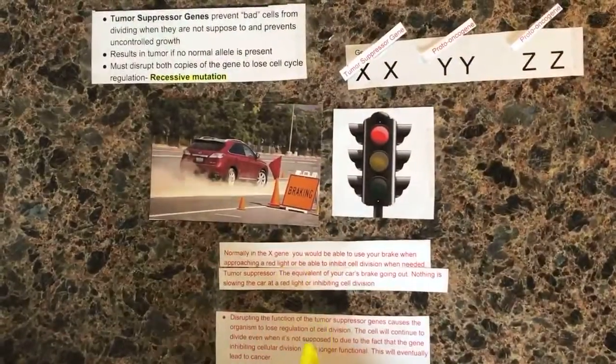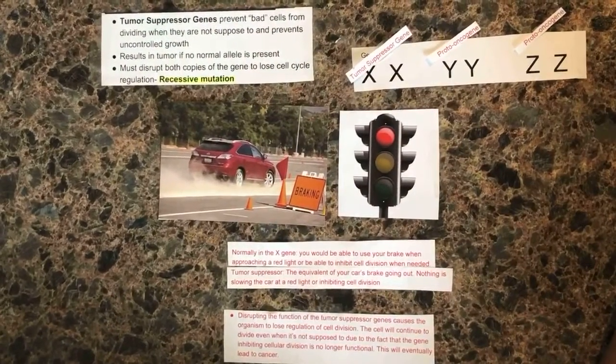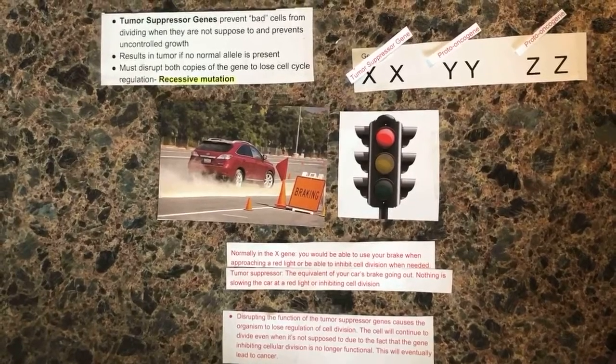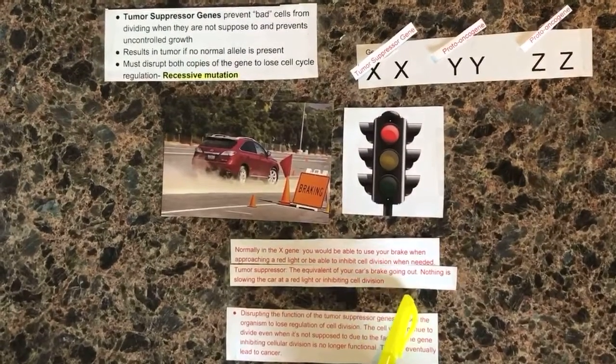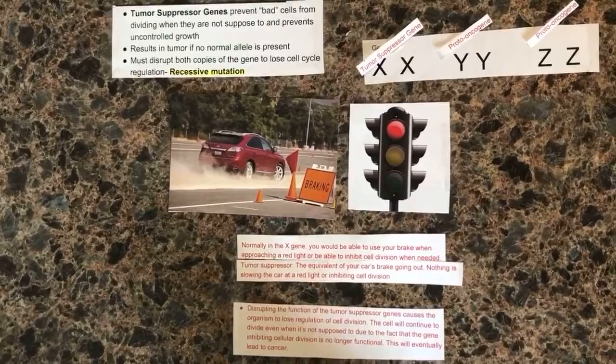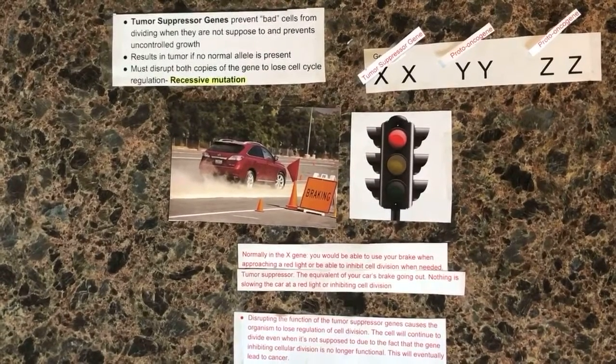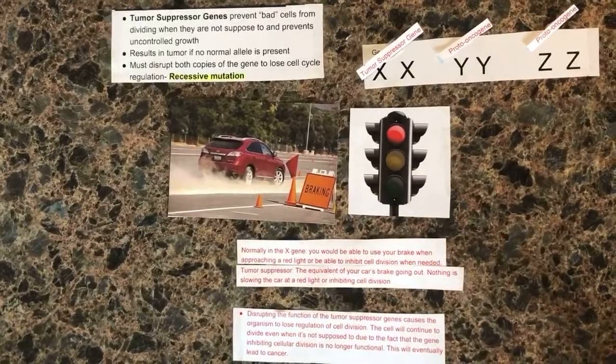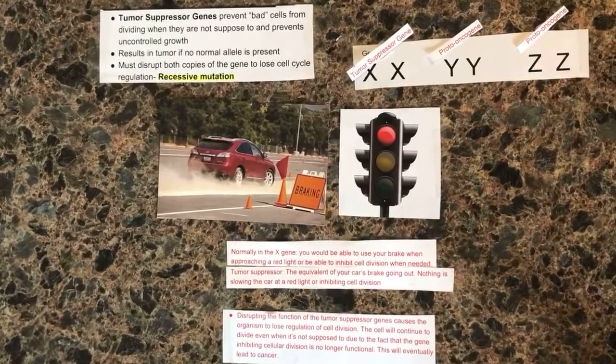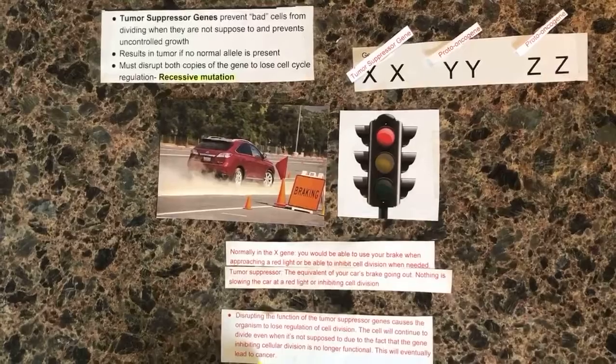Normally in the X gene, you would be able to use your brake when approaching a red light or be able to inhibit cell division when needed. This is disrupted. This is the equivalent of your car's brake going out, and nothing is slowing the car down at a red light or inhibiting cell division. Disrupting the function of the tumor suppressor gene causes the organism to lose regulation of cell division. This cell will continue to divide even when it's not supposed to. This will eventually lead to cancer.